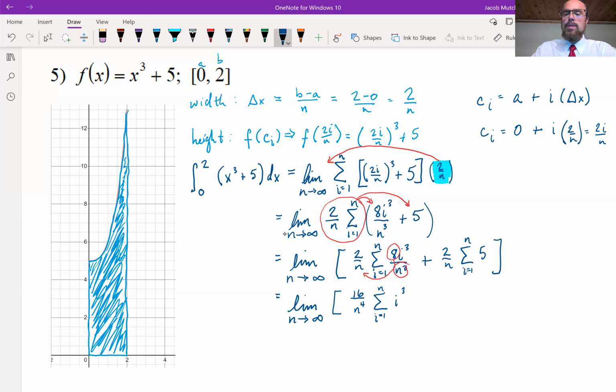Okay, we want to do a similar factoring out of the second term here in the summation. So all we've got there is a constant 5. I do want to bring that out by factoring it out. So it's going to multiply times the 2 in the numerator of delta x. So that's plus 2 times 5, which is 10, over n times the summation from i equals 1 to n of 1.